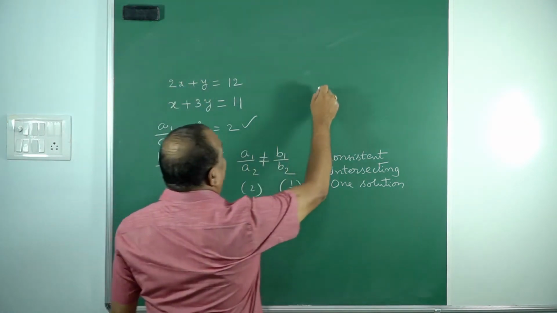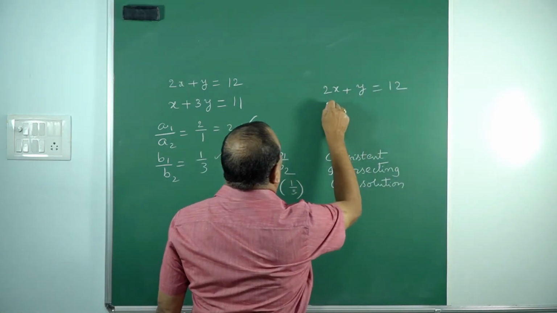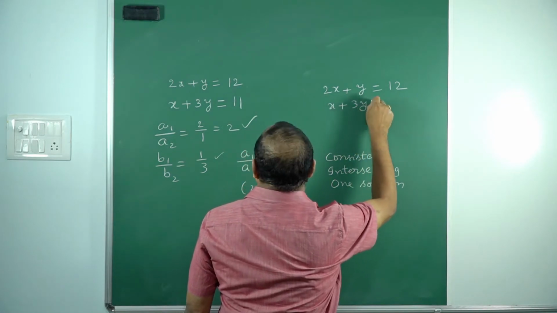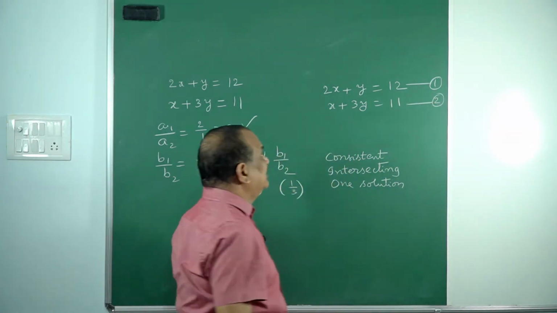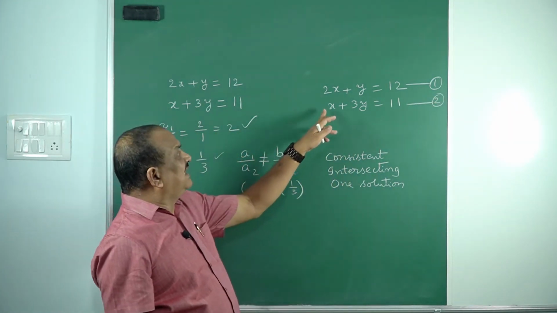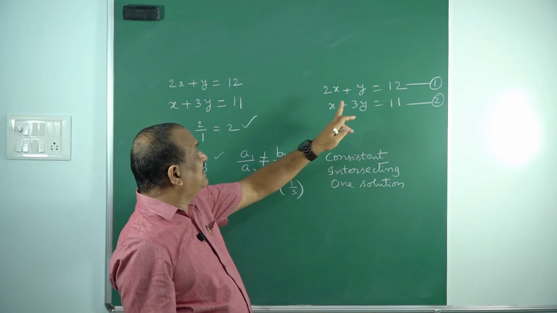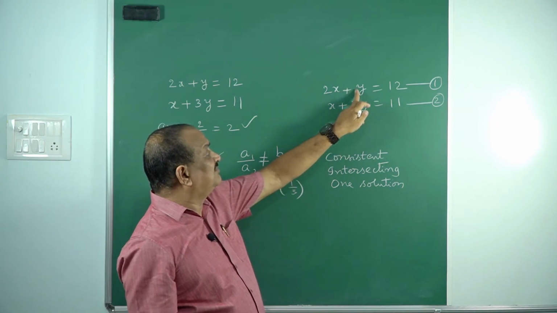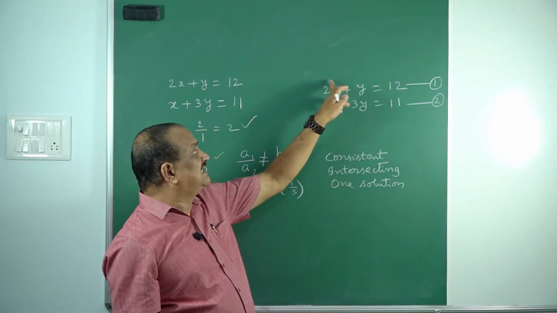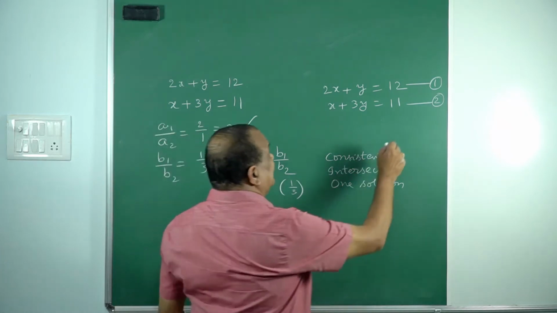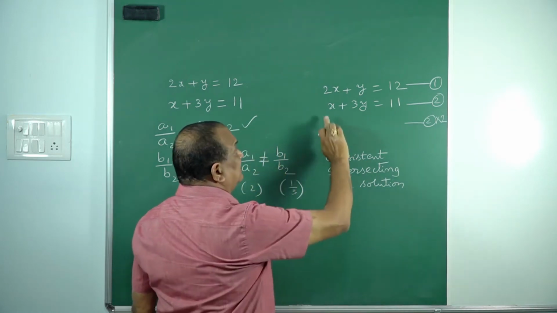Let me take the system 2x plus y equals 12, and x plus 3y is equal to 11. I try to solve this system. Now, either I have to equate the x coefficients or I can equate the y coefficients. This is 3y and this is y. Or I can multiply throughout by 2 here. This becomes 2x and there is a 2x here already. So what I do now is, I multiply the second equation throughout by 2.